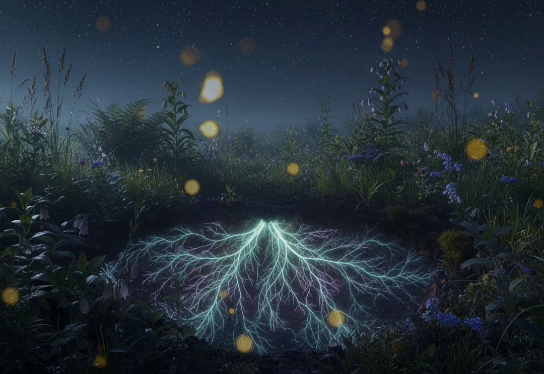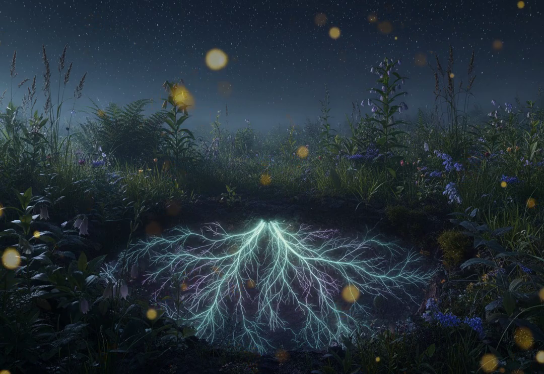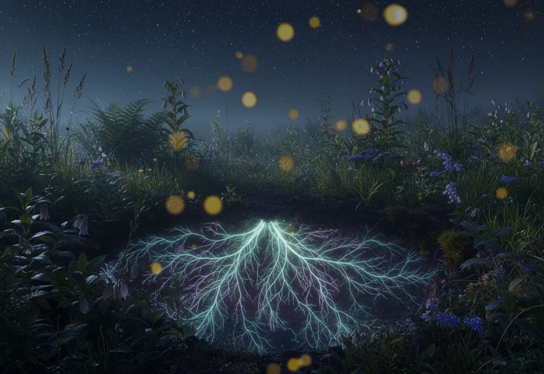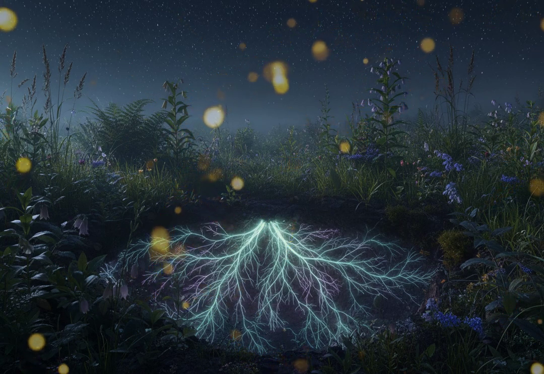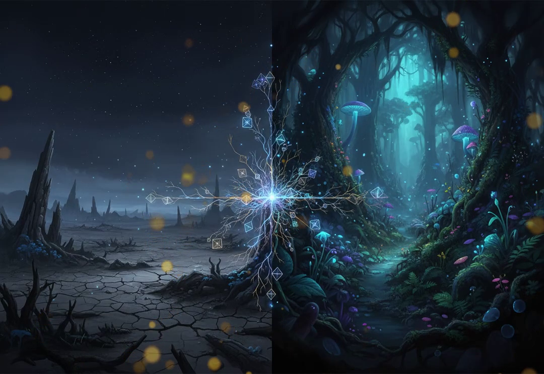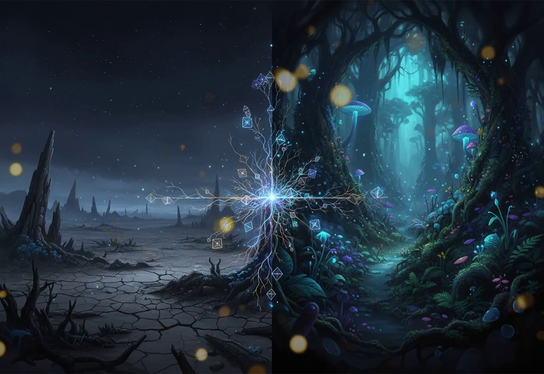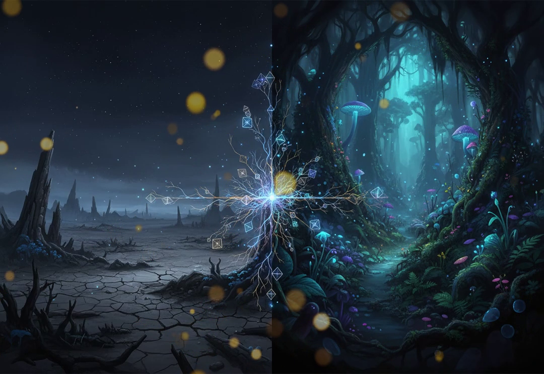On the other hand, arbuscular mycorrhizal fungi penetrate the cells of plant roots, forming structures known as arbuscules. These structures facilitate a two-way exchange of nutrients, allowing plants to absorb phosphorus and other vital minerals while providing the fungi with carbohydrates synthesized from sunlight.